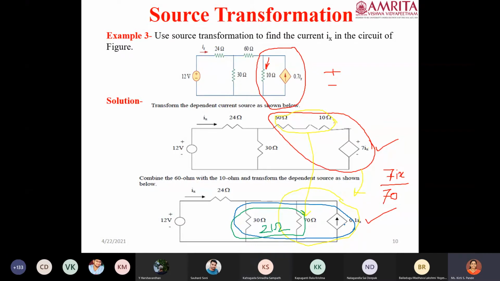What will be the value of the voltage source after the conversion? 0.1 Ix into 21, which comes out to be 2.1 Ix. What will be the polarity of this voltage source? Positive in the upward direction, positive upper and negative lower. And what will happen to this 21 ohm resistor which was in parallel with the current source? Now it will come in series.